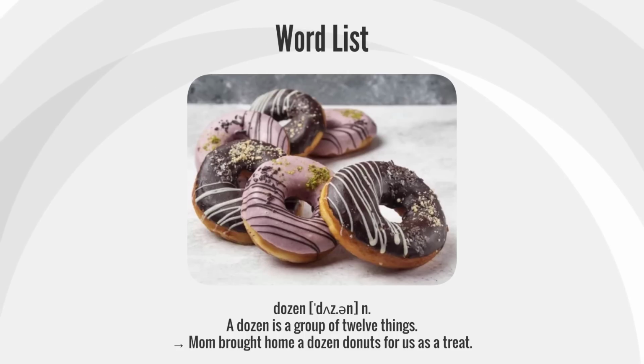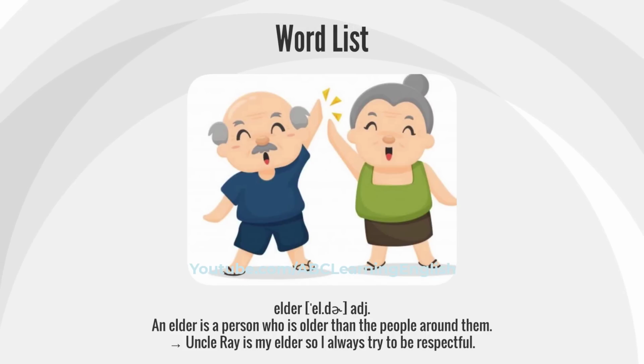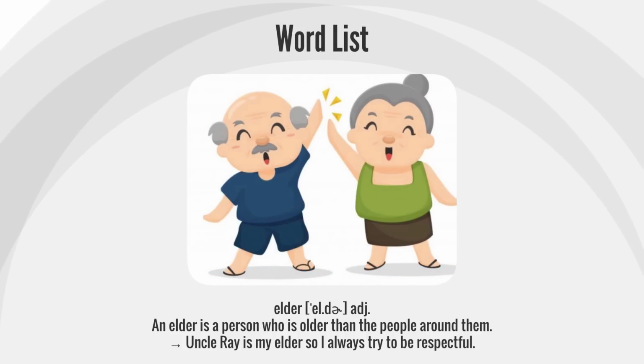Dozen. A dozen is a group of 12 things. Mom brought home a dozen donuts for us as a treat. Elder. An elder is a person who is older than the people around them. Uncle Ray is my elder, so I always try to be respectful.